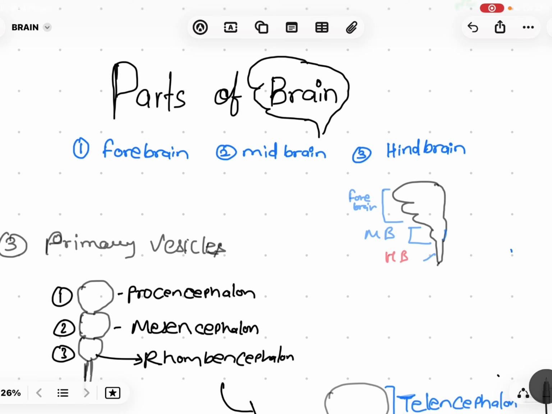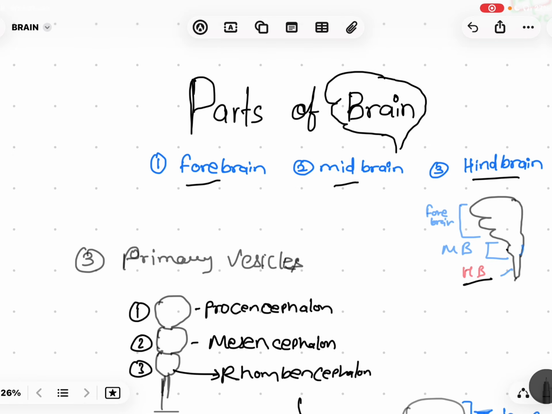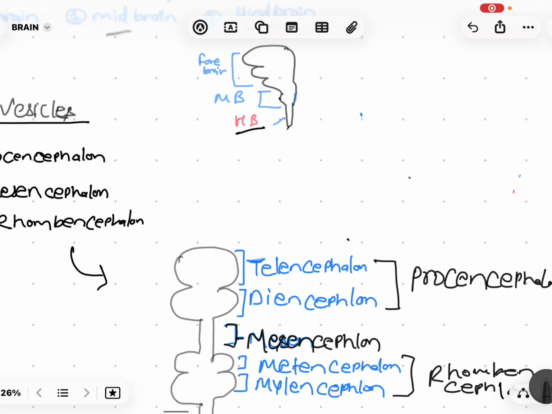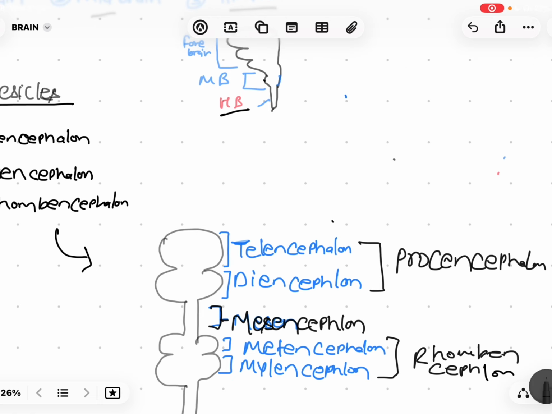Parts of the brain: forebrain, midbrain, hindbrain. Here I simply drew a diagram. Forebrain, midbrain, hindbrain. We look at the primary vesicles and how they develop. First, three tubes are there: prosencephalon, mesencephalon, and rhombencephalon, and these are further divided.